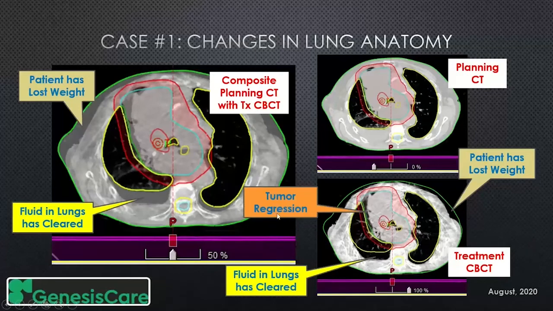Finally, tumor regression. That is what we're all mainly concerned about. Not just dose, but we want to make sure we're targeting the tumor. And you can see in this case, there was a significant regression of the tumor in this region right here. And of course, this is just a single slice through the patient's anatomy. So if you were to scroll through each of the slices, you can see varying degrees of these effects of weight loss and tumor regression, as well as the fluid in the lungs.